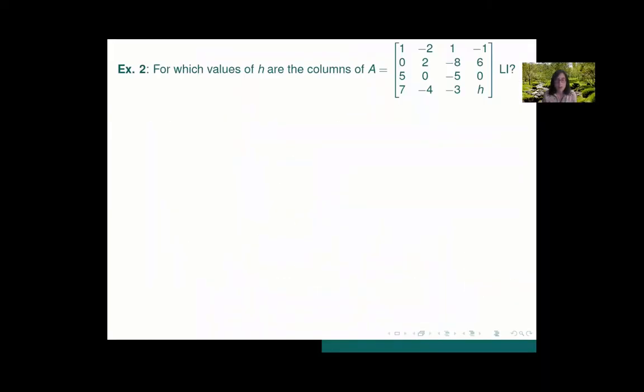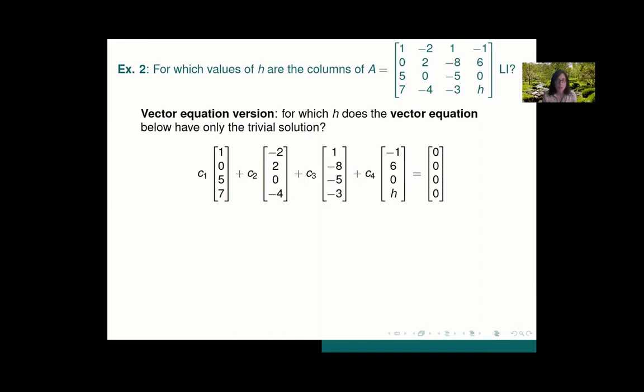In our next example, we consider a matrix with an unknown entry and ask, what does this entry H need to be so that the columns of the matrix A are linearly independent?